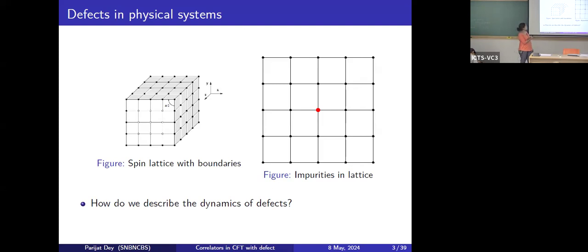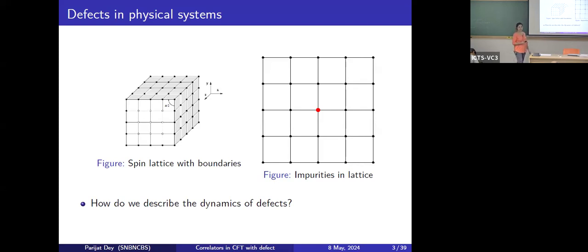Because of these boundaries, we can think of this as a defect, because it breaks some of the symmetries of the entire system. I will talk about the symmetries that are broken by the presence of these boundaries. These are the defects, and they capture the finite size effects of the system.